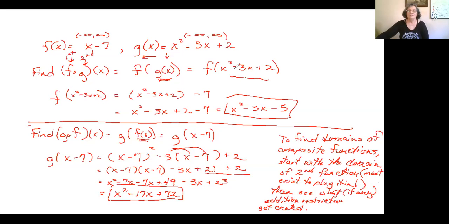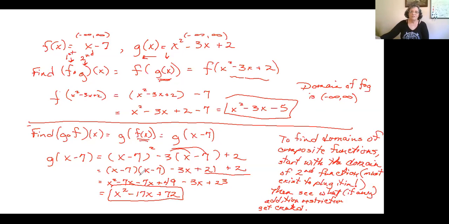In this case, where we're plugging in g of x, it exists everywhere, all real numbers. When we look at the composite function, the domain for this is also going to be all real numbers. So the domain here of f of g is all real numbers.